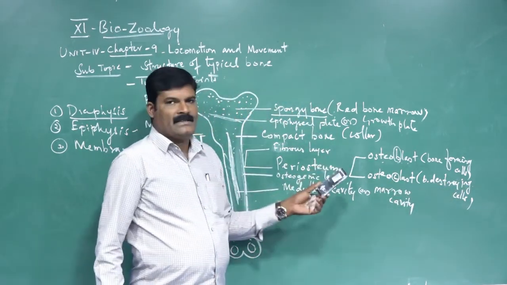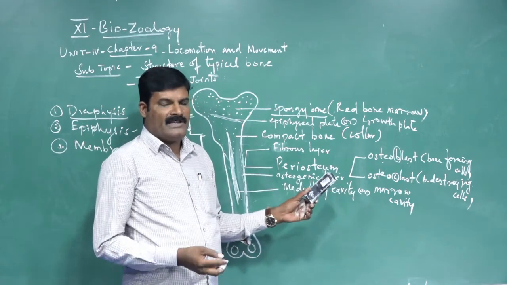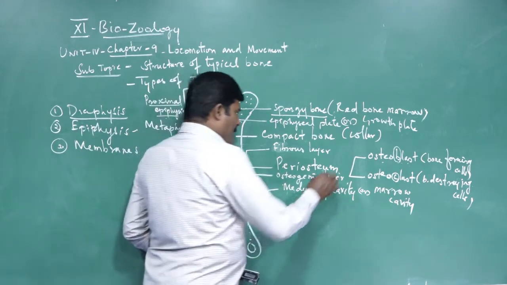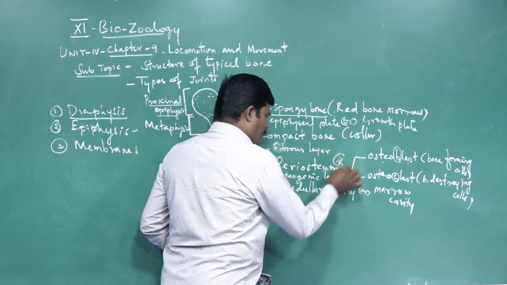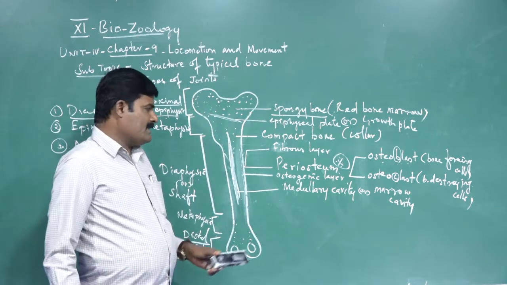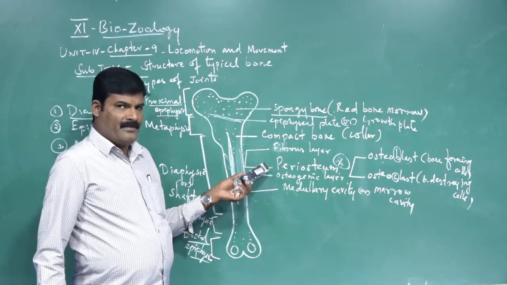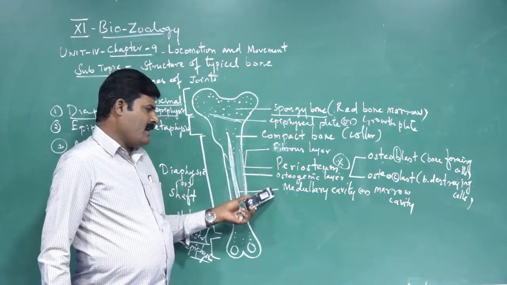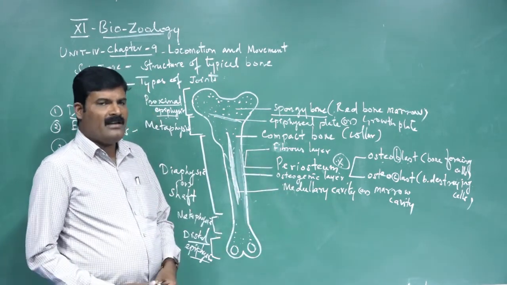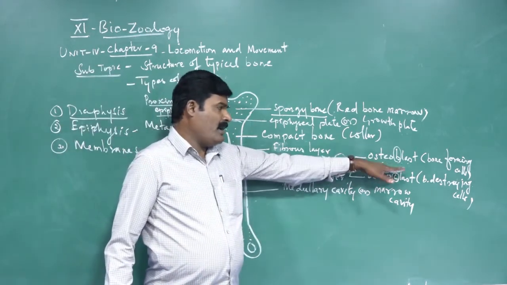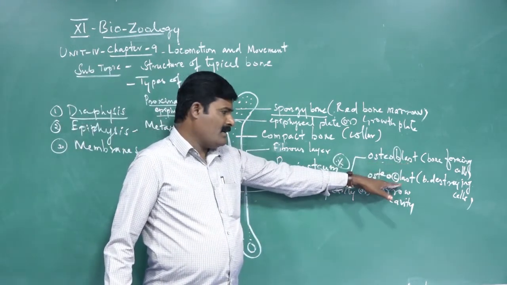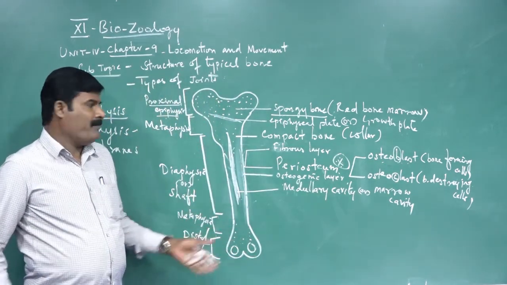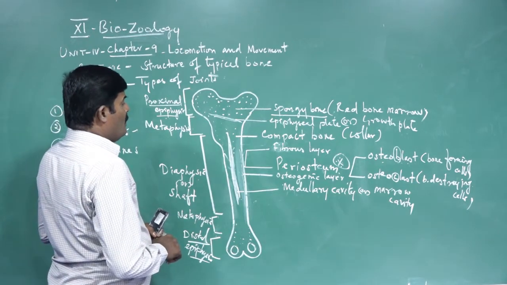The osteogenic layer also contains primitive stem cells. So these are the very important parts of the periosteum. The periosteum, the outer surface of the bone, consists of two layers: the fibrous layer and the osteogenic layer. The osteogenic layer produces two kinds of cells: bone forming cells and bone destroying cells.